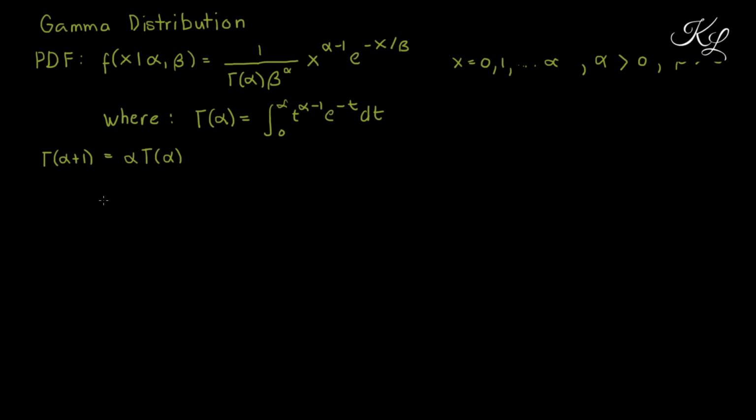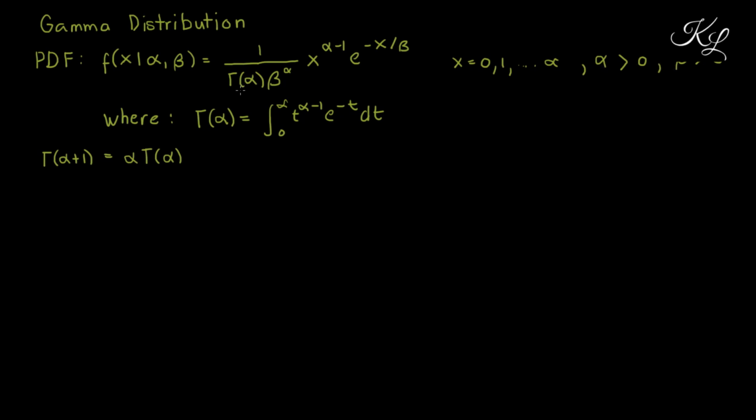Hello everyone, in this video, I'm going to show you how to derive the mean, the variance, and the moment generating function for the gamma distribution with a probability density function shown here. f of x given the parameters alpha, beta is equal to 1 over gamma of alpha, beta raised to alpha, x raised to alpha minus 1, e raised to negative x over beta, where this probability density function is defined from x equals 0 to infinity, and both the parameters alpha and beta are greater than 0.